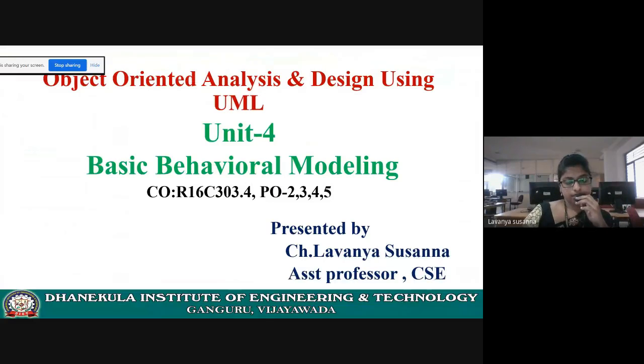See here, CO4. By the end of this unit, you are going to analyze the complex system using use case diagrams, sequence diagrams, activity diagrams, and collaboration diagrams. This is what you are going to learn by the end of unit 4. What is unit 4? Basic behavioral modeling.